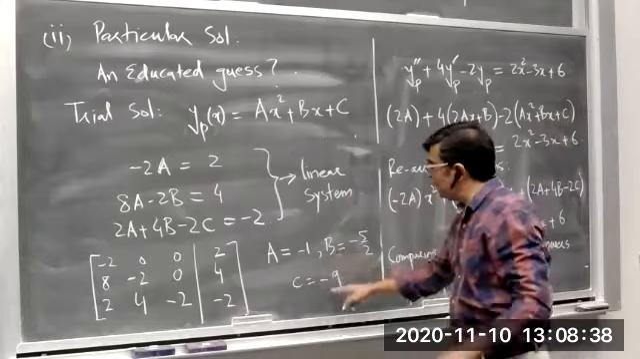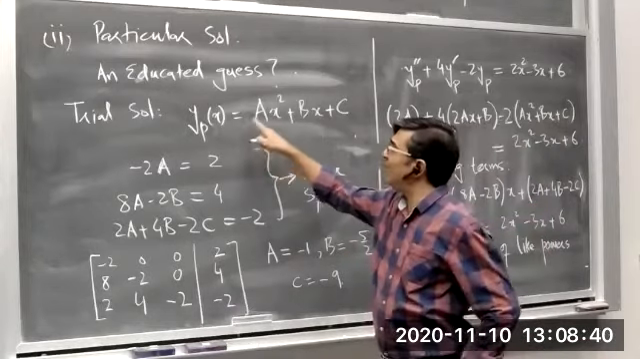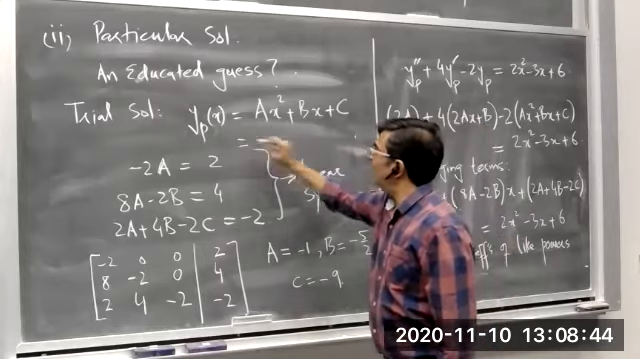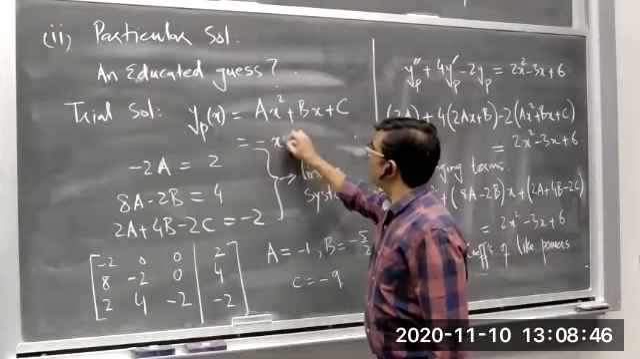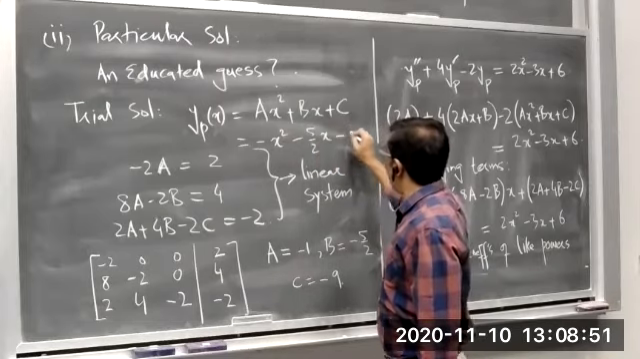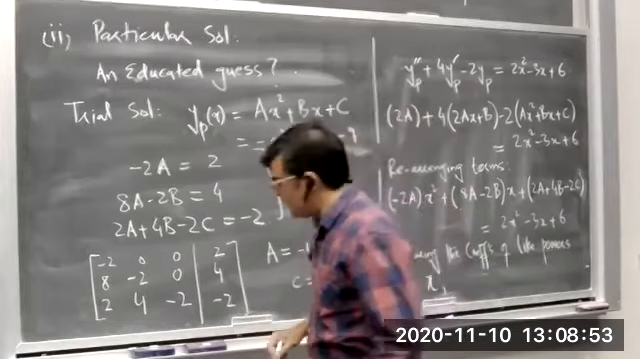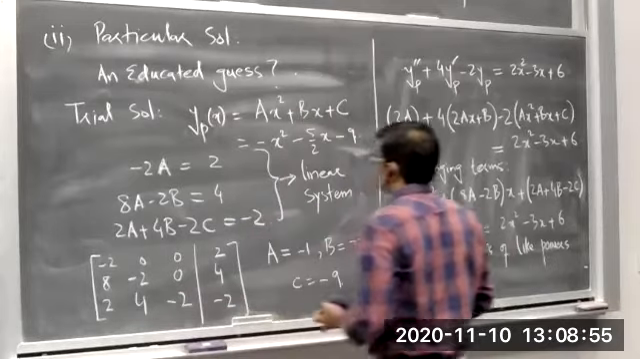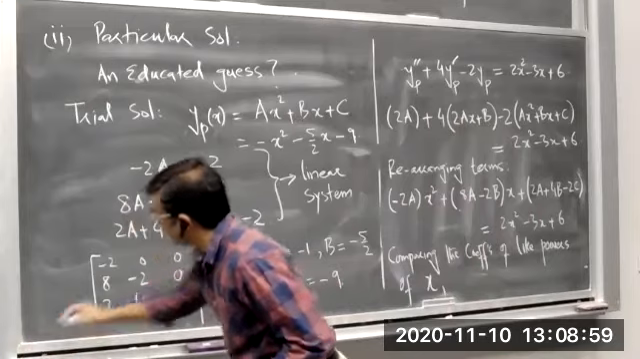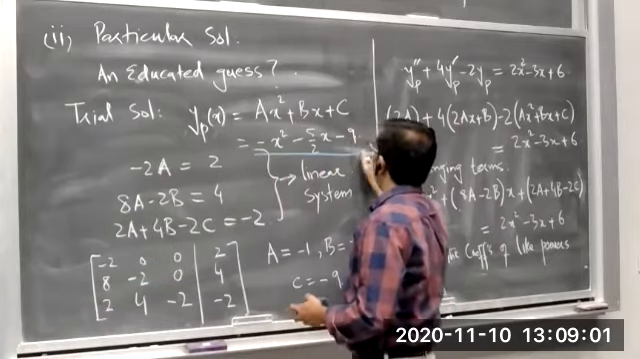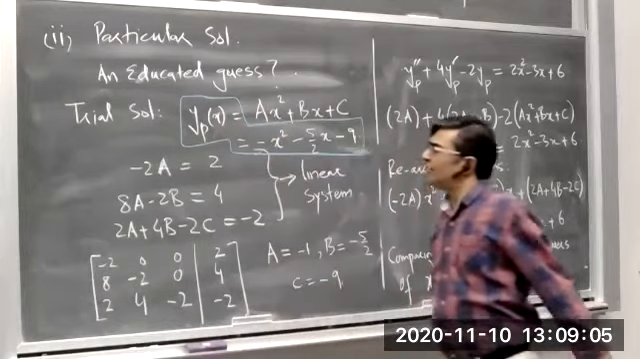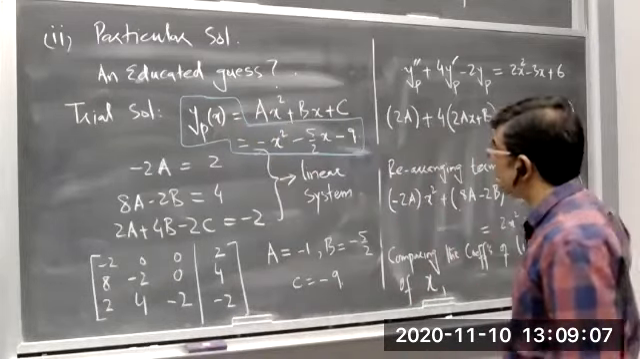If we have these values, then yp of x is ax squared plus bx plus c, means a is what? -x squared minus 5 by 2 x minus 9. So this is your particular integral. Okay, this is the particular solution which we were looking for the given non-homogeneous differential equation.